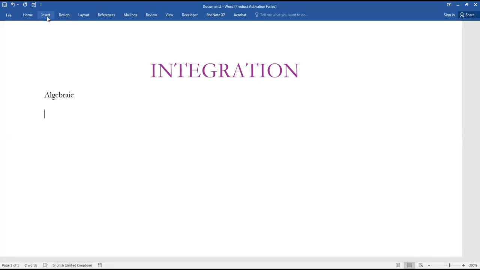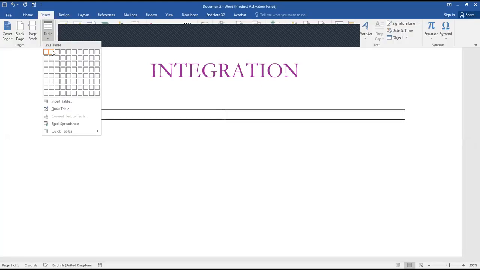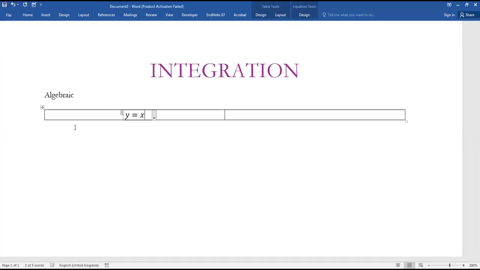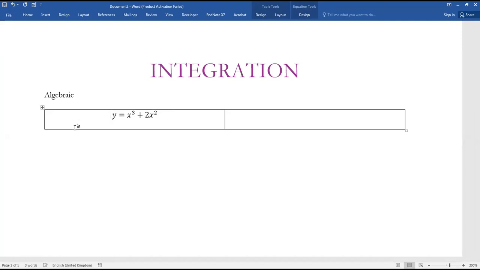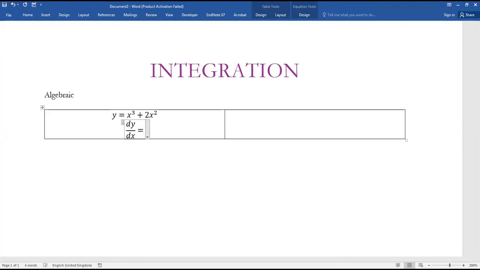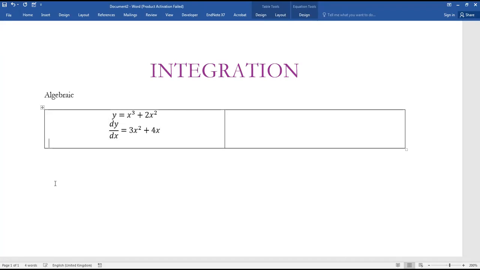What did we do in differentiation? If I told you to differentiate y equals x cubed plus 2x squared with respect to x, what did you do? You said dy by dx, that means you were differentiating y with respect to x: 3x squared plus 4x. You differentiated each one of them individually because they were adding up. And the operations that you did were, let me write this down.